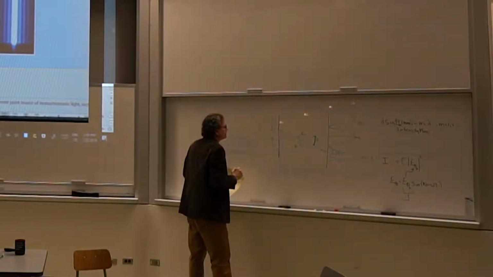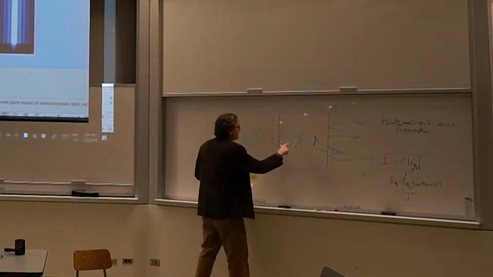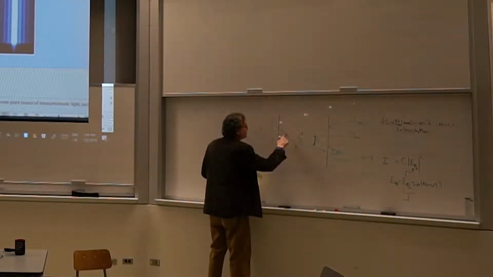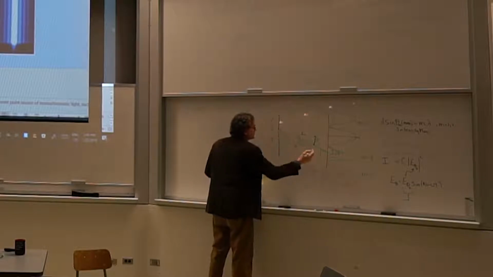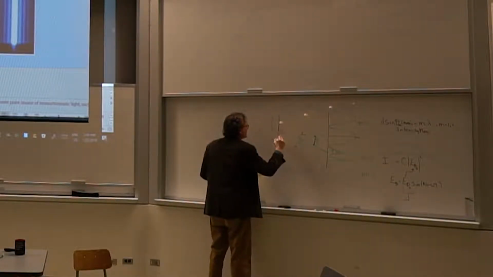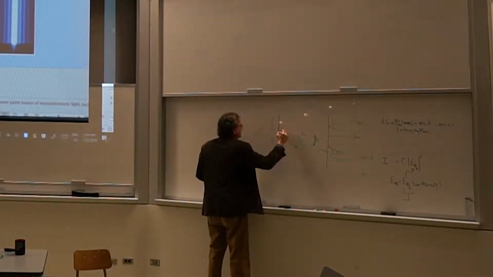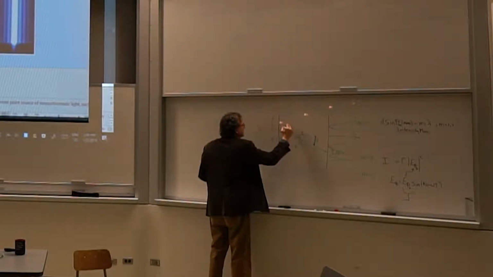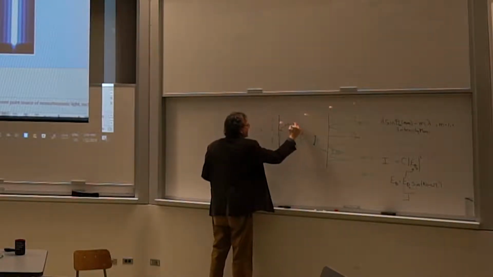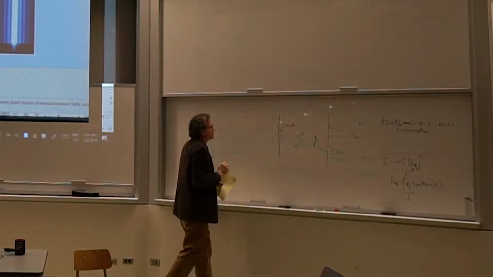Because this wave travels a larger distance to this point than this wave, there will be a path difference between those two. And that path difference, this segment right here, is equal to little d times sine theta. Right? That's a path difference.